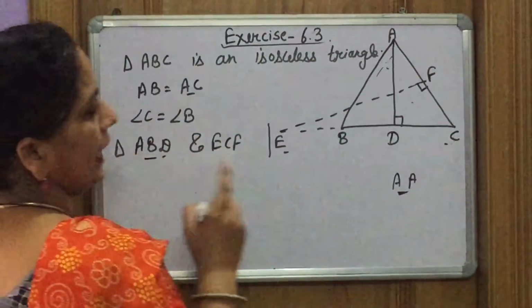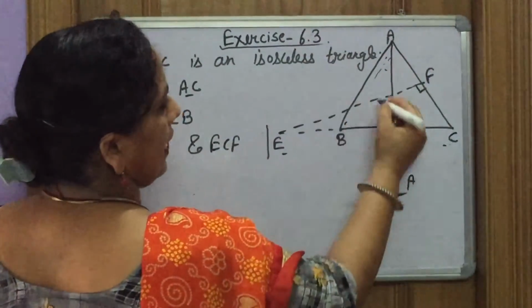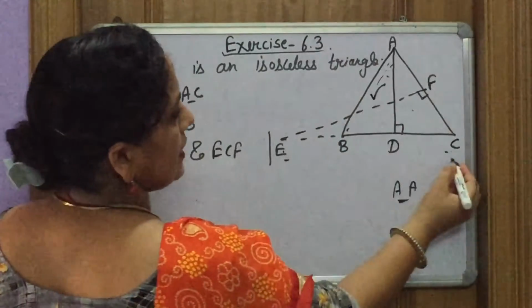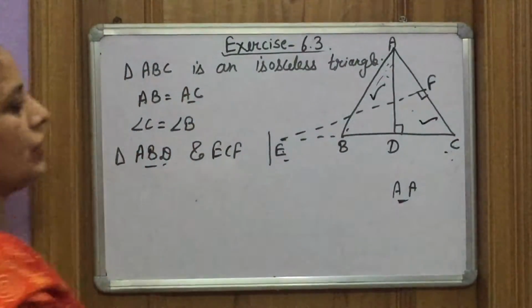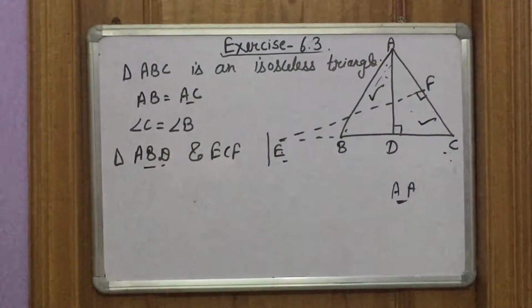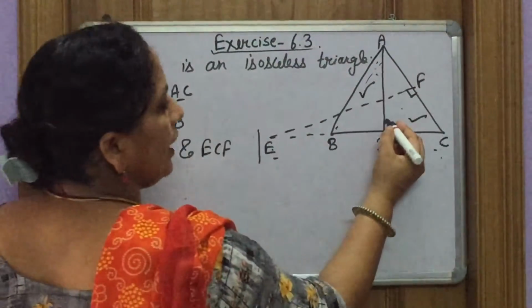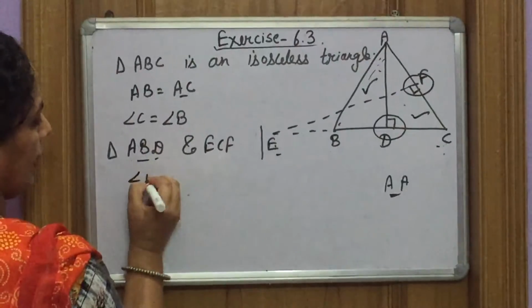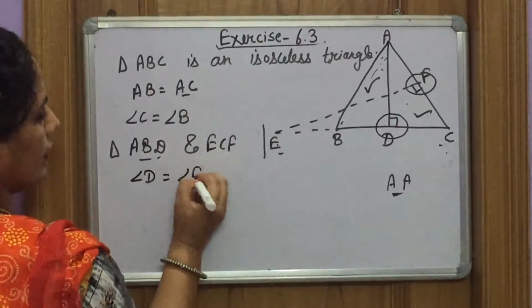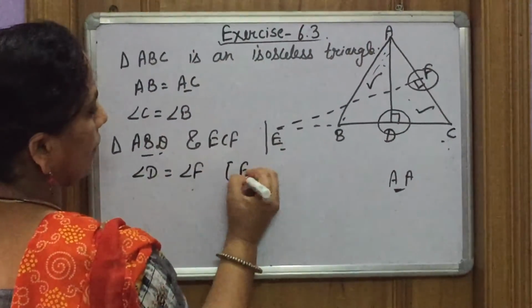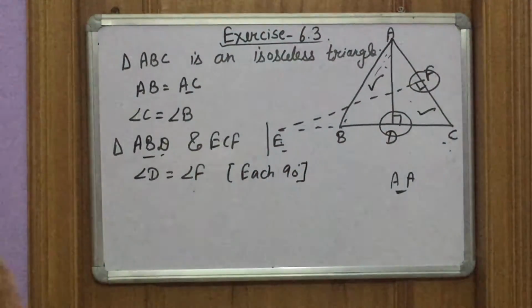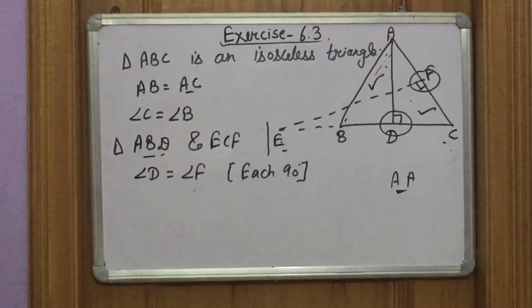First is triangle ABD, and this one is ECF. This is our second triangle. As you can see, in both triangles one angle is equal to 90 degrees. So we can write here angle D is equal to angle F. Write the reason also in the bracket: each is equal to 90 degrees.